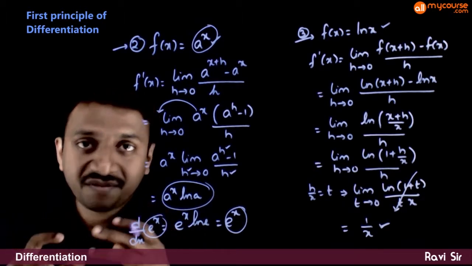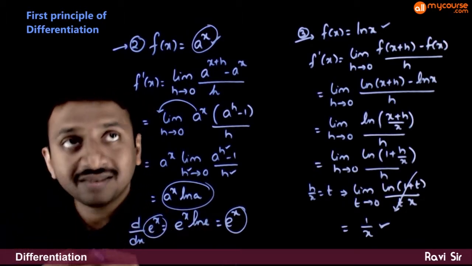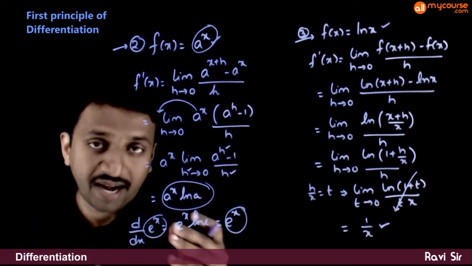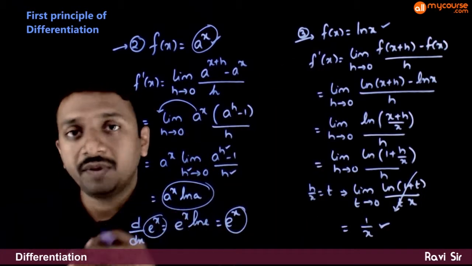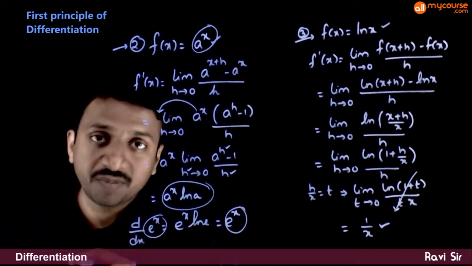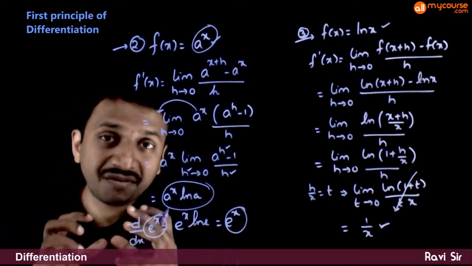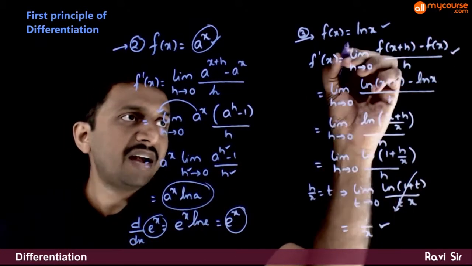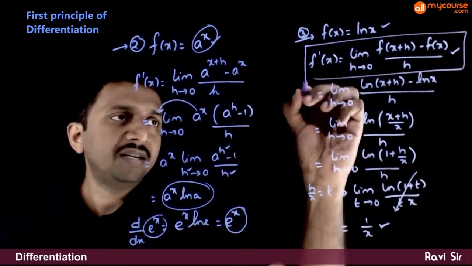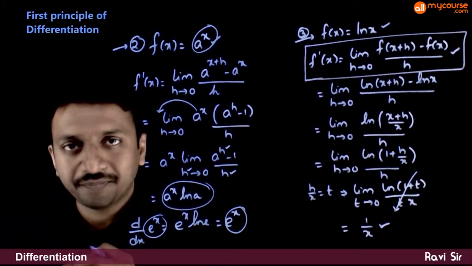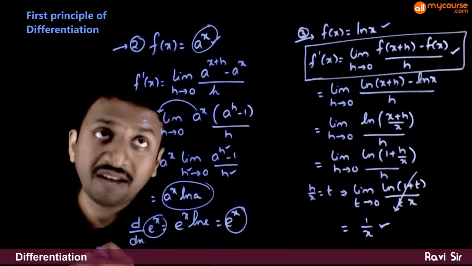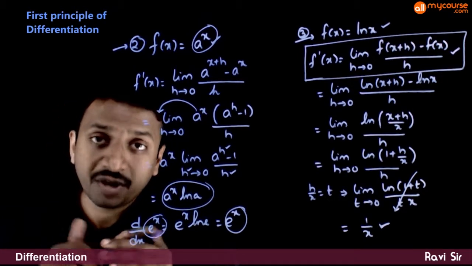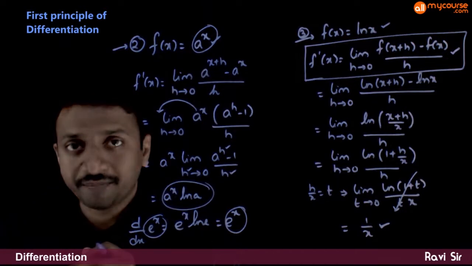So we have differentiated the algebraic function x^n, the exponential functions a^x and e^x, and the logarithmic function ln x from the first principle. In the exams, if you are asked to differentiate a function by the first principle, you have to start from this formula and try to find the limit value. Now let us try to derive the differentiations of trigonometric functions also using first principle.